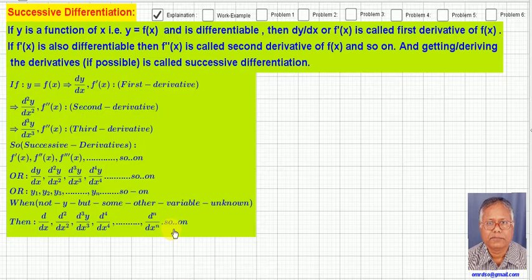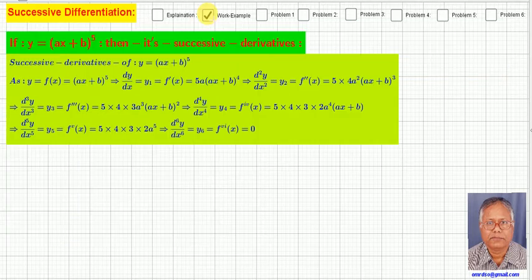Let us do a working example. Here, suppose y is equal to (ax plus b) whole power 5. We want to get its successive derivatives. If you get its first derivative, I mean dy/dx or y1 or f dash x, that gives you 5 into a into (ax plus b) whole power 4. Now it is again differentiated. That will be known as the second derivative, d2y/dx2, y2 or f double dash x.